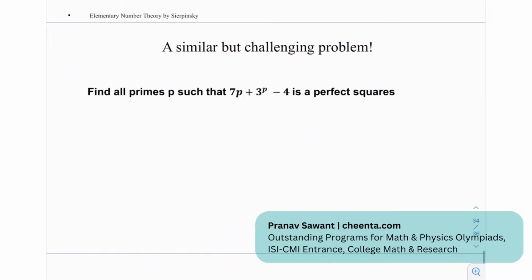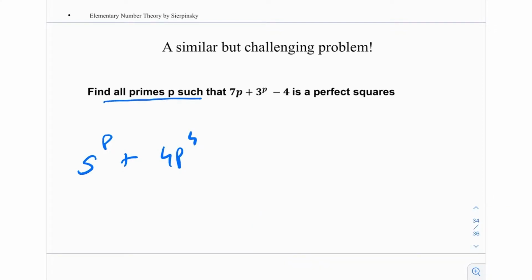Okay, so I'll end with a similar but challenging problem, and it's actually quite similar in construction. Earlier we had 5 raised to power p plus 4p raised to power 4, and I gave you a couple of ideas. One was the idea of bounding that we followed over here, and the other idea was reducing mod n, or reducing mod p, because p is a prime over here. And here we need to find all primes p so that this given quantity is a perfect square. So try this out using the ideas that I mentioned over here.